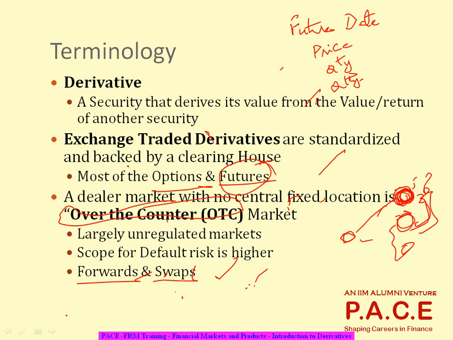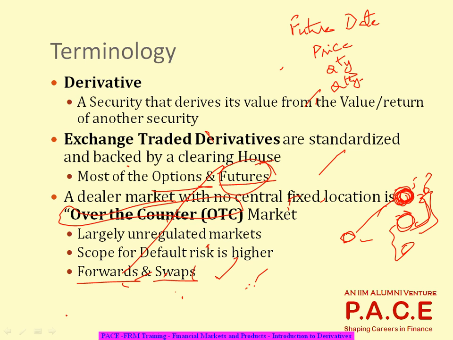In fact, the prime difference between forwards and futures is only the exchange versus over the counter. The contract is more or less one and the same. Of course, there are a couple of small differences, but the prime difference between forwards and futures is just the exchange presence. Forward is more of OTC, whereas futures is more of the exchange trade.